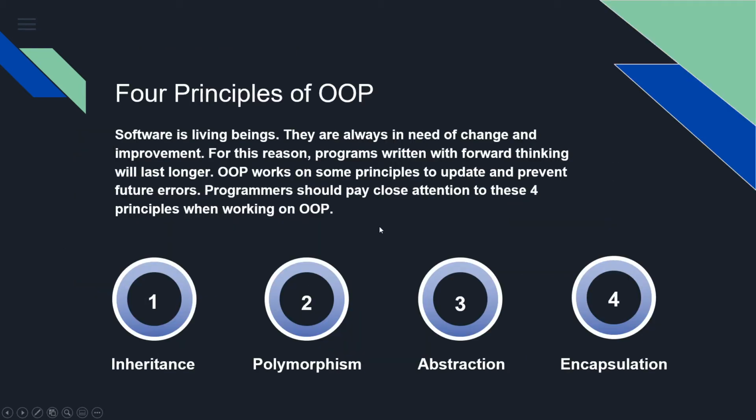And also, the four principles of OOP. Software is like a living being. It is always in need of change and improvement. And OOP has four principles because it works on some rules to update and prevent future errors. These principles are inheritance, polymorphism, abstraction, and encapsulation.